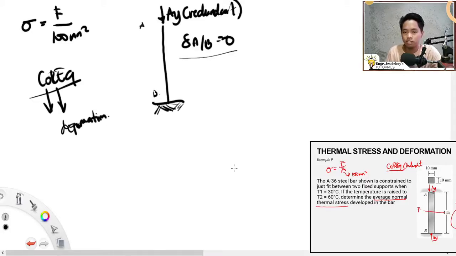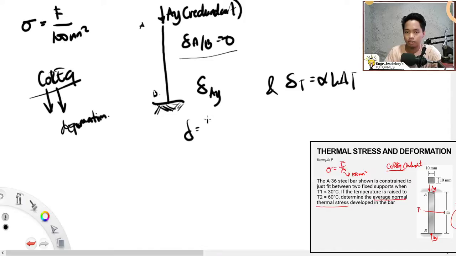So, what are the deformations that are occurring on this member? There are deformations occurring here. First is the deformation due to your AY, your redundant force. And also, the deformation due to your change in temperature. So, therefore, this would be alpha delta T L, and this would be PL over AE. So, let's start with your AY.